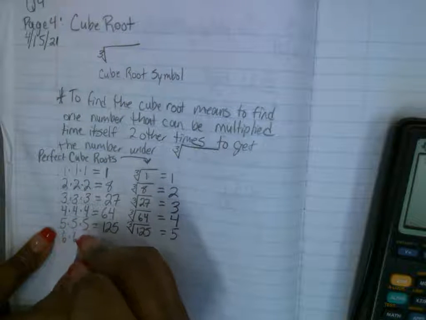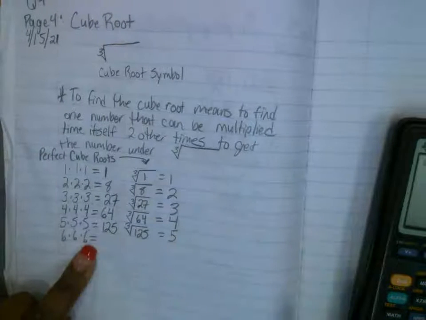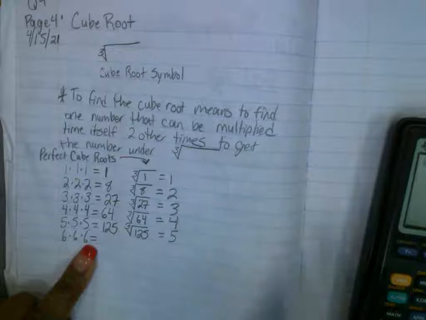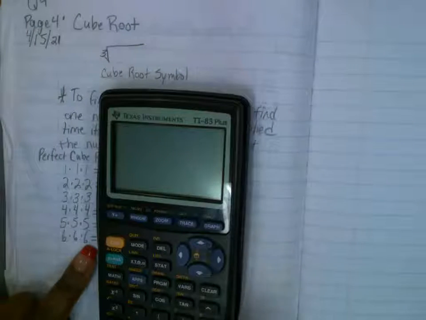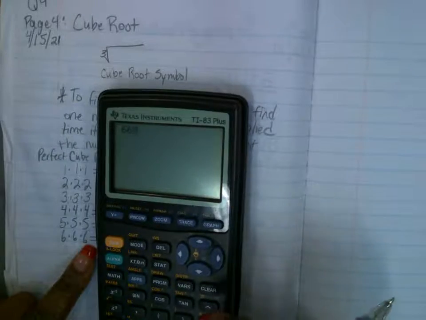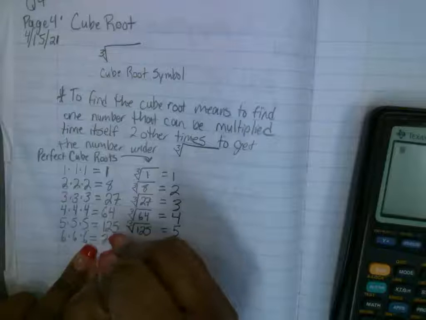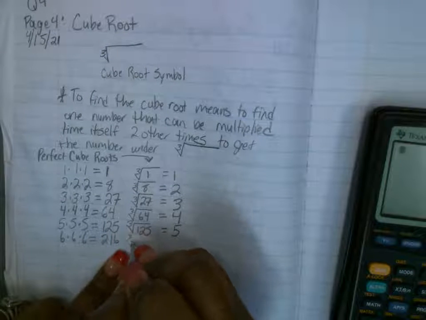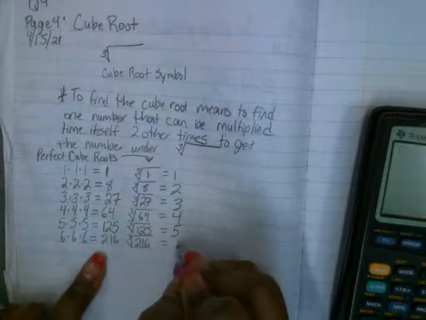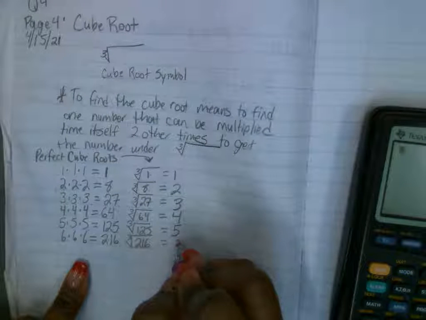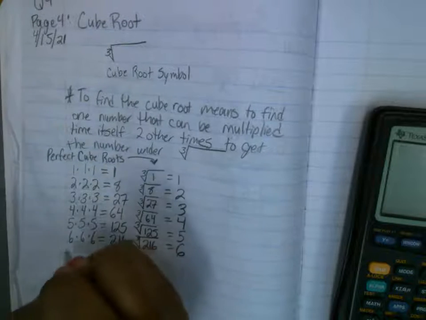6 times 6 times 6. That's crazy, right? 6 times 6 is what? 36. And what's 36 times 6? 216. Yep, that's good. So the cube root of 216 is what? 6. Okay, one more.